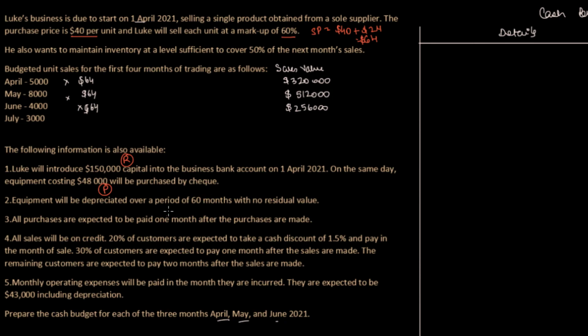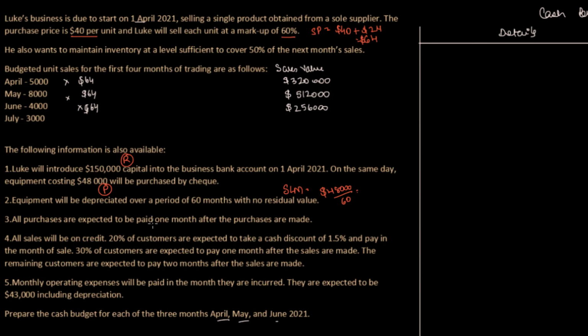Equipment will be depreciated over a period of 60 months with no residual value. Basically straight line method and divided by 60 months. So 48,000 divided by 60. That's how we will get our monthly depreciation. Though depreciation as such doesn't appear in the cash budget because it's a non-cash item. Let's see, if we need it later, we will find the value and use it.